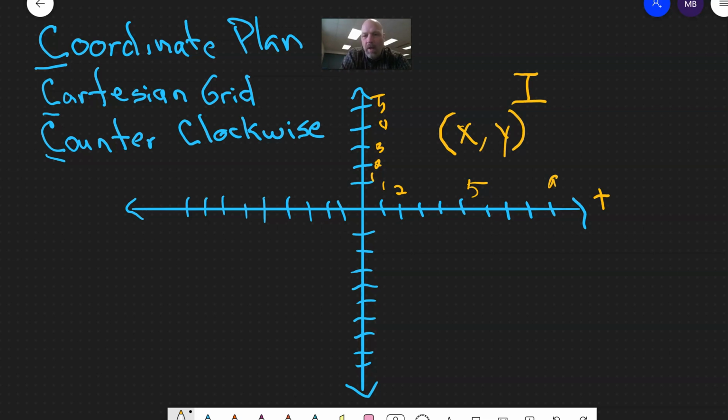So if I want to go to (5, 3), that means the x comes first. X comes first in the alphabet. So I come out 5, 1, 2, 3, 4, 5, and up 3, and it would be this point right here, (5, 3).